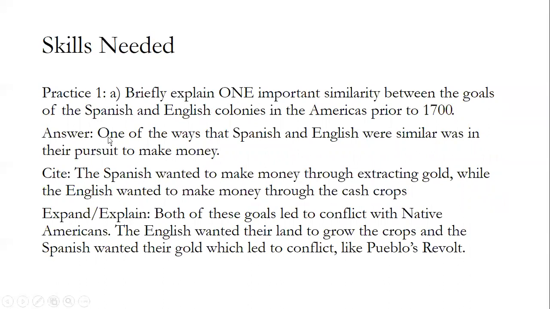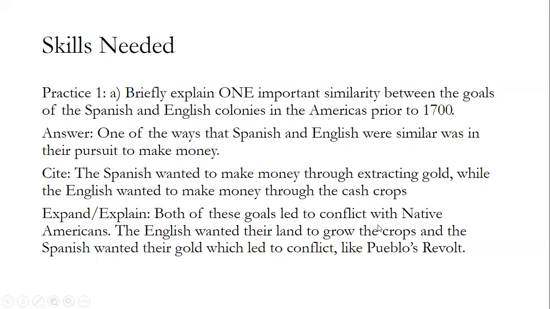All right, so my answer would be: one of the ways that the Spanish and English were similar was in their pursuit to make money. So both of them wanted to make money. Cite: the Spanish wanted to make money through extracting gold, while the English wanted to make money through cash crops. Now, again, all I'm saying is that my similarity is that their pursuit was to make money. I didn't say that they were trying to pursue money the exact same way. So for this, I feel like what I need to do now is go into a little more depth on exactly how they were extracting gold and cash crops.